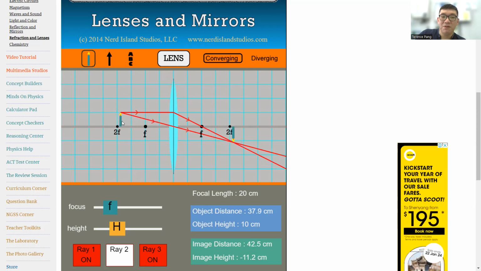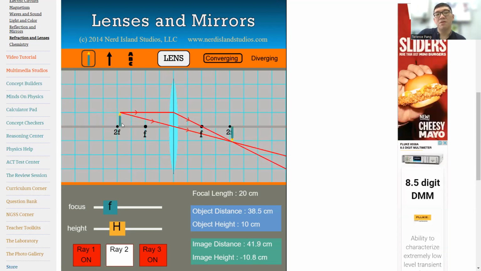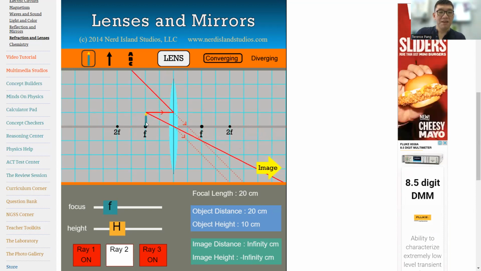Then over here, if you go between 2F and F, suddenly the image becomes bigger. So it's important to run through this interaction for every single position of which the object is. Look at how the image changes. Now, what is this application? You go to the cinema, you watch the movie, projector. Then over here, you should get nothing, it is a spotlight. But the app won't be able to show you this.